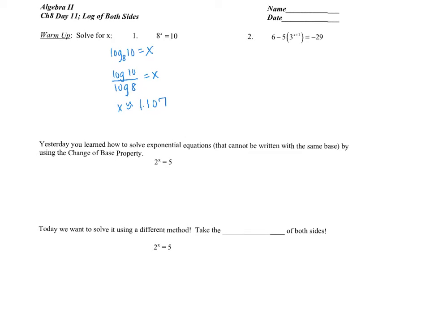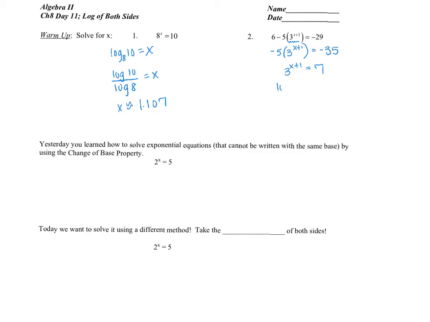Number 2 is a little bit tricky. We have an exponential equation, but there's a lot going on in this equation. What's really helpful is to always remember to isolate the exponential piece. So our goal is to isolate this part of our equation first. Using some simple algebra, you subtract 6 from both sides, and you'll be left with negative 5 times 3 to the power of x plus 1 equals negative 35. Then you can divide both sides by negative 5, and you get 3 to the power of x plus 1 equals 7. Now you can take this exponential equation and rewrite it as a log equation.